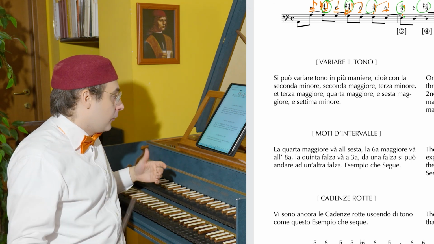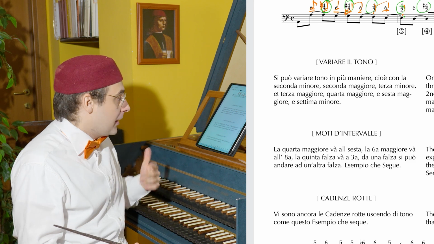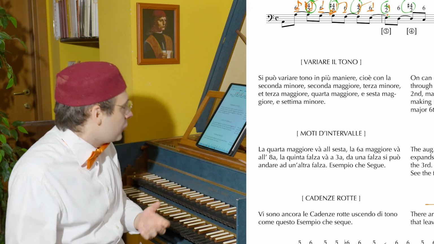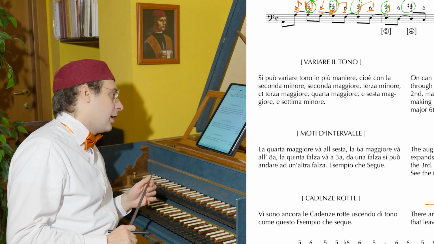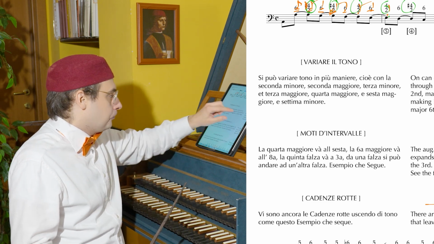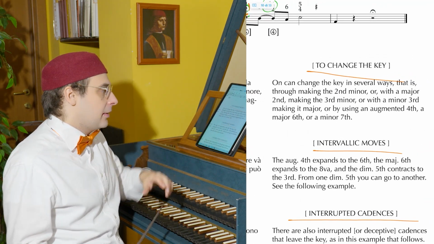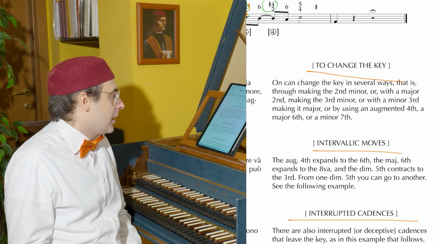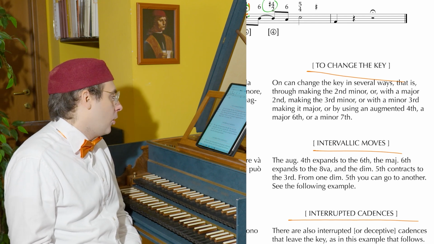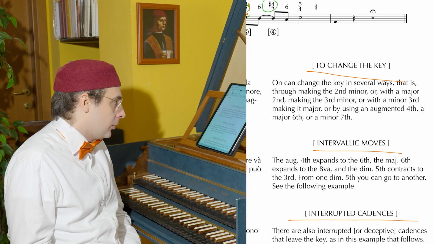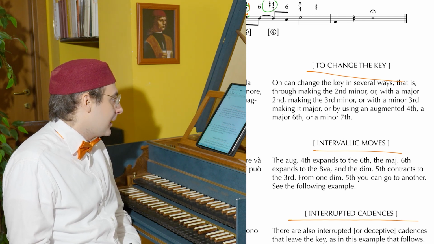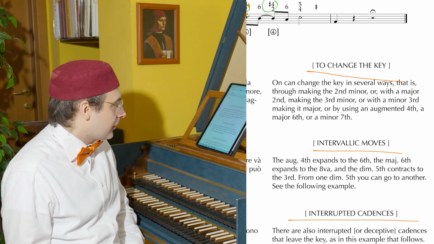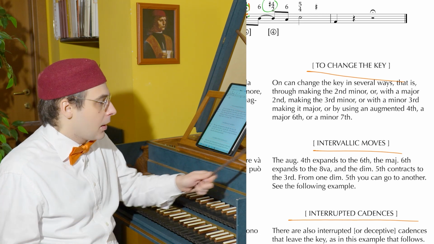Insanguine wrote, si può variare il tono in più maniere, cioè con la seconda minore, seconda maggiore, terza minore e terza maggiore, quarta maggiore e sesta maggiore e settima minore. One can change the key in several ways, that is, by making the second minor, or with a major second, making the third minor, or with a minor third making it major, or by using an augmented fourth, a major sixth, or a minor seventh.